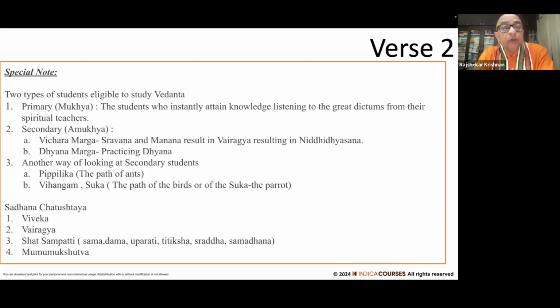And then you have the second part, which is Vihangam or Shuka. So this is also like the Pipalika in one sense, that you keep doing what you're doing, you keep pecking away at what your sadhana is.